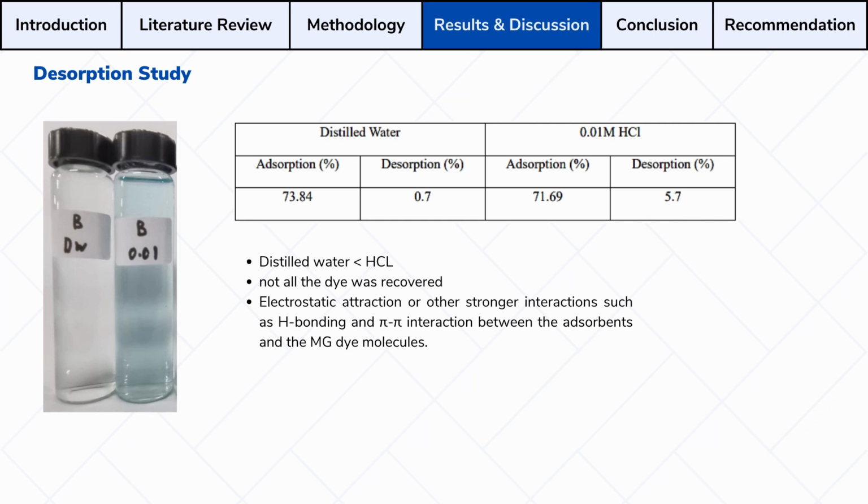Distilled water presents a low desorption value compared to hydrochloric acid. The results show that not all dye was recovered, probably due to electrostatic attraction or other stronger interactions such as hydrogen bonding and pi bonding between the adsorbents and the Mg dye molecules.